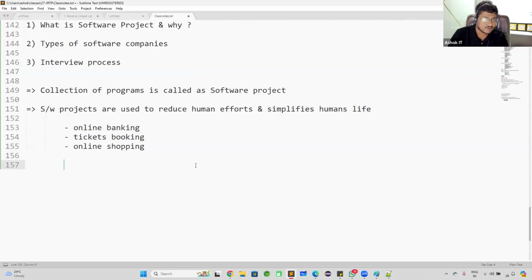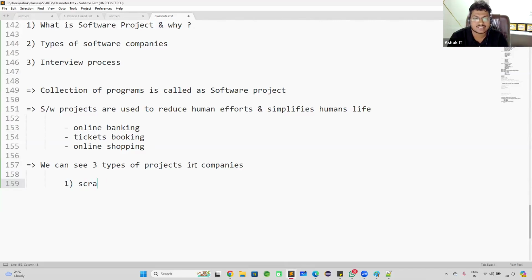Now here we have several types of software projects, guys. In the IT industry, so many companies are developing software projects, right? So tomorrow, when you go to any company as a Java developer, we can see three types of projects. What are those three types of projects in the companies? The first one is scratch development projects, guys. I'm not talking about standalone application, web application, distributed application, mobile application. You already know that.